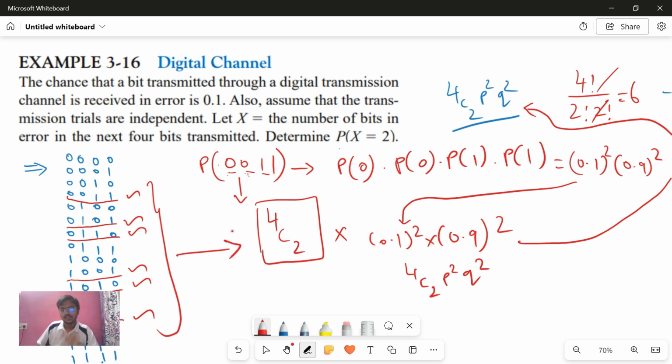Now the probability of getting 2 bits error in one combination alone is 0.1 square into 0.9 square. And totally 6 combinations are there, so that's why you're multiplying with 6. That is the formula also: 4C2 into p square into q square. Got it? It's as simple as that. If you have any doubts, you can ask in the comments.